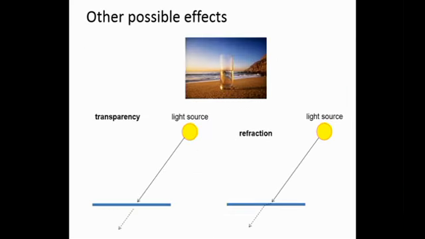So there are also other possible effects. You can have transparency. Of course, the air is transparent. You can also have glass and other transparent or partially transparent materials. You can have refraction. So with the glass, the light coming in will bend and then bend again. Whenever light enters a material that has a different refractive index, it will change the angle of the light.